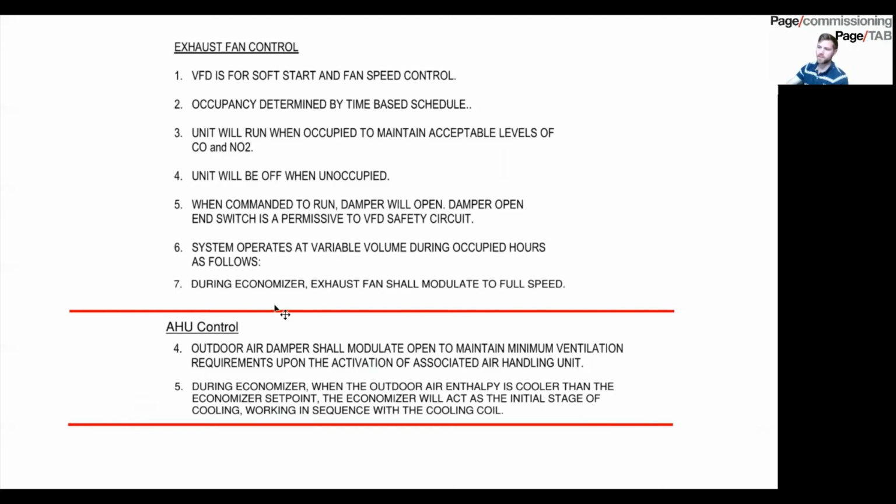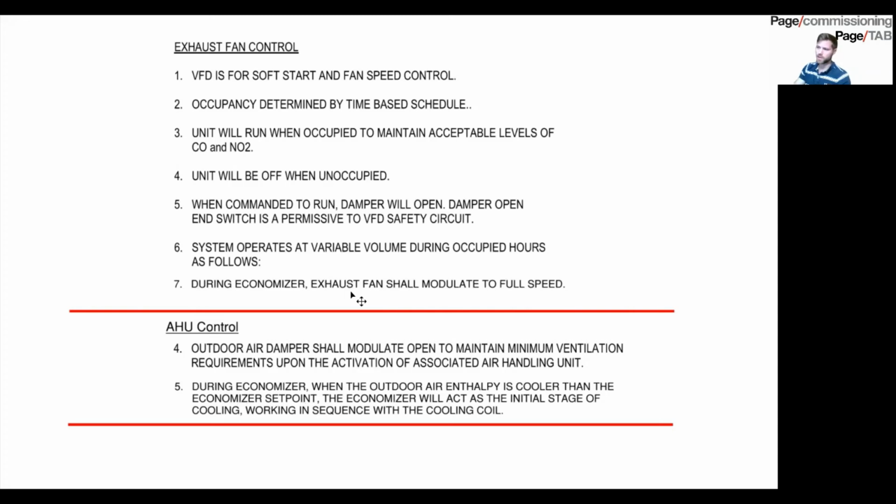Yet your exhaust fan doesn't know that. It's going to modulate to full speed. And so this sequence right here doesn't really work. So what they really need to do is they could do one of two things. The cheapest thing to do is do a fan track with the outside air flow station. So whatever the outside air flow station reads, your exhaust fan is going to track it.